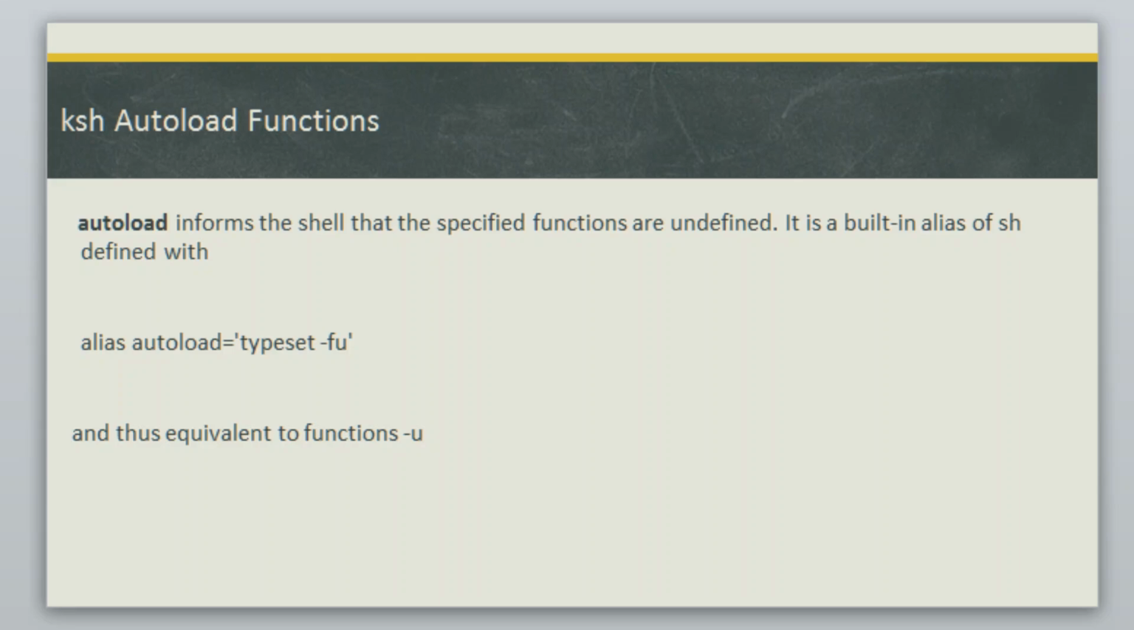Let's go ahead and talk about the K-shell autoload function before we close out our session today. So autoload informs the shell that the specified functions are undefined. It is a built-in alias of the shell defined with alias autoload='typeset -fu'. Okay, and we have single quotes on that. And thus, this is equivalent to functions -u.